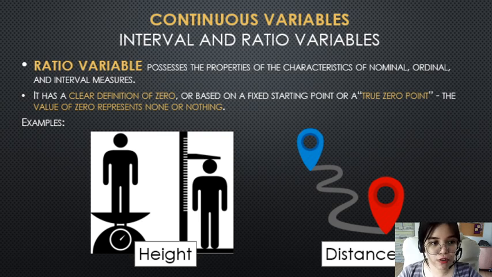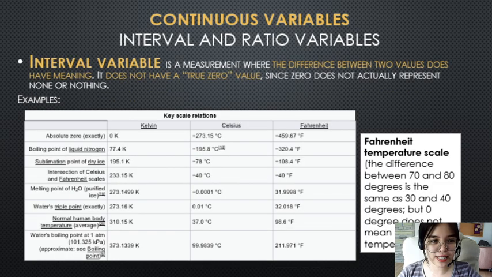In continuous variable, si interval variable under the continuous variable. Pag continuous, ang keyword natin, measurement. Okay, there is a measurement. It can be divided into fractions. Numbers tayo dito. Interval variable is a measurement where the difference between 2 values thus have meaning. Therefore, there is or we have a true zero value.